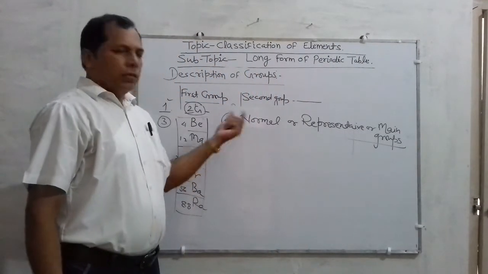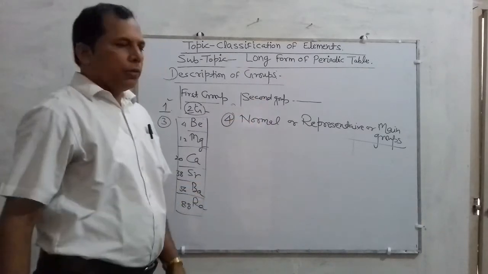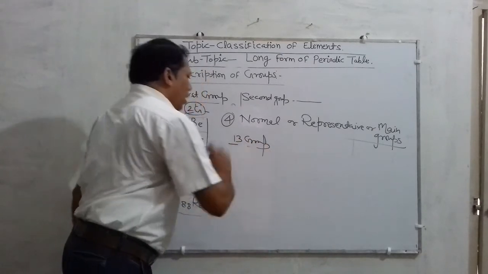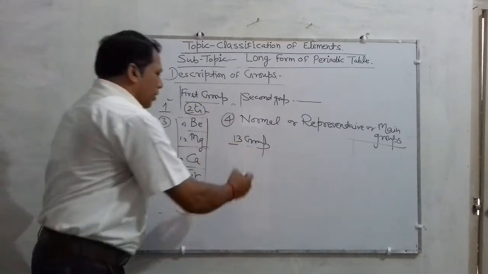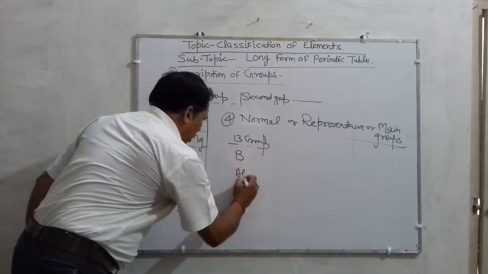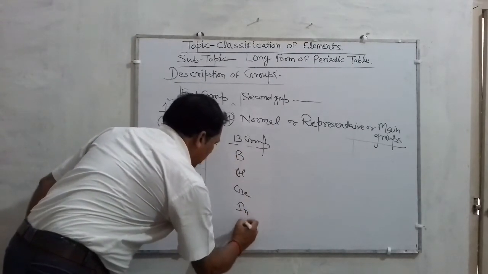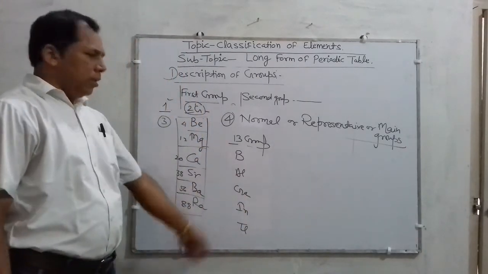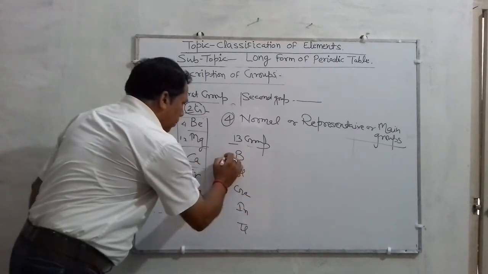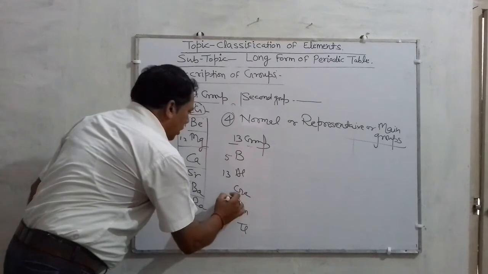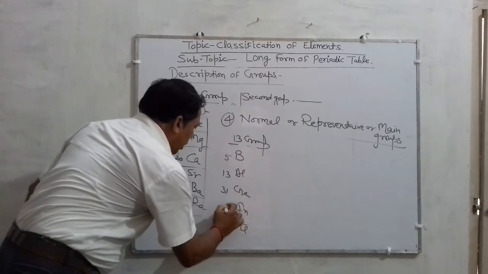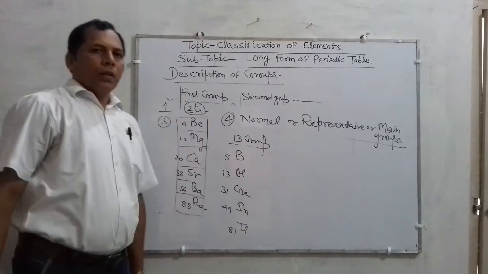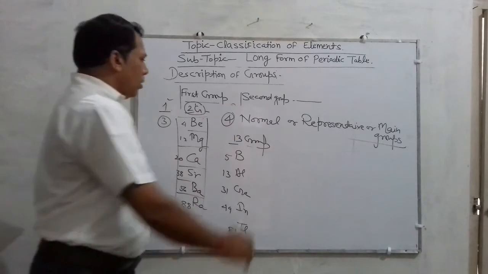Alright. Suppose I am taking the elements of group 13, and you know those elements present in group 13, that is boron, aluminium, gallium, indium and thallium. Is it, children? That is group 13. This is boron 5, aluminium 13, gallium 31, indium 49 and thallium 81. Am I right?